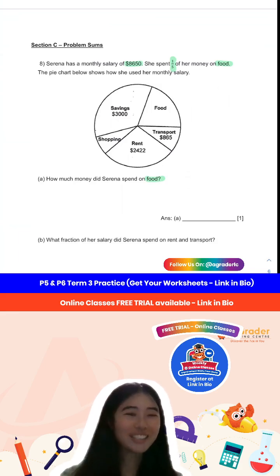Wong's, she eat a lot. Maybe she didn't eat a lot, but maybe she bought expensive food. I don't know. Yeah.